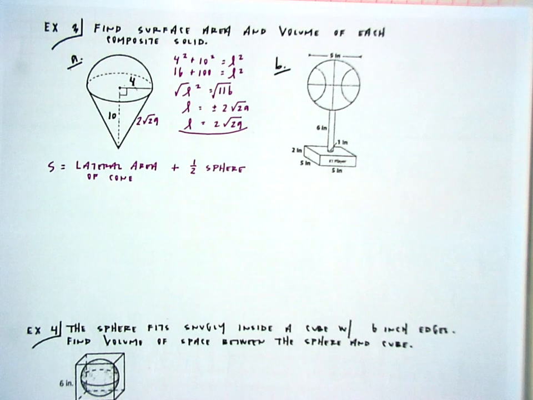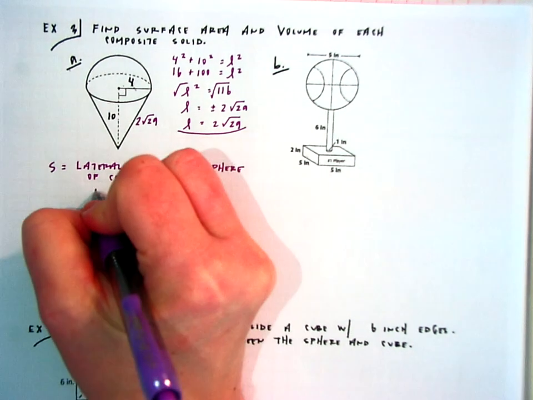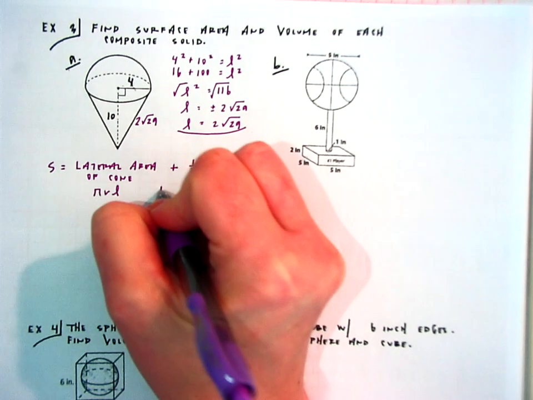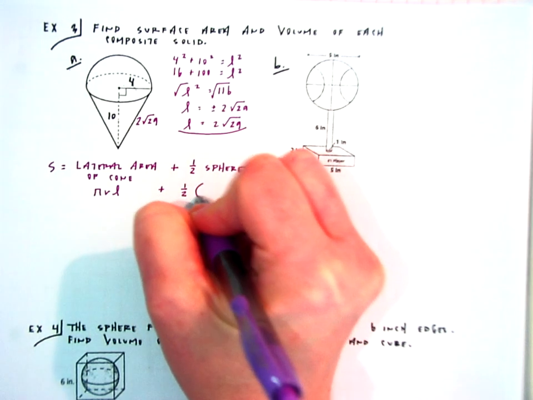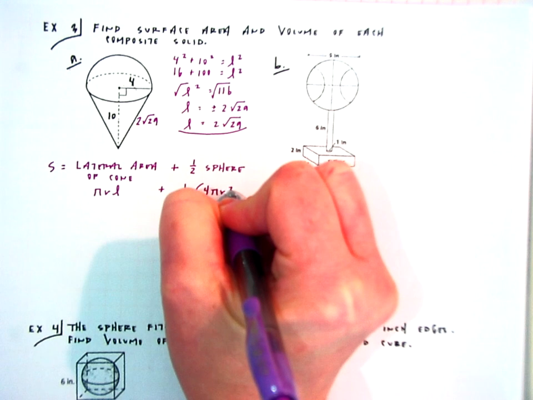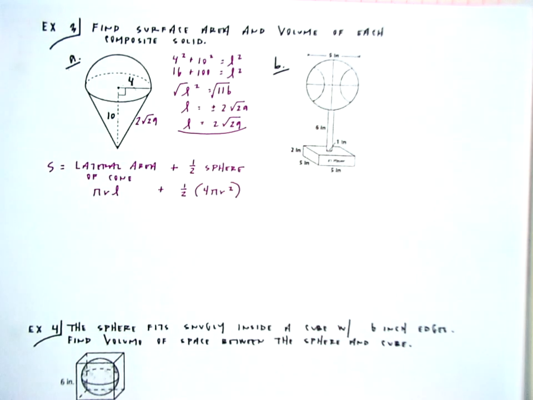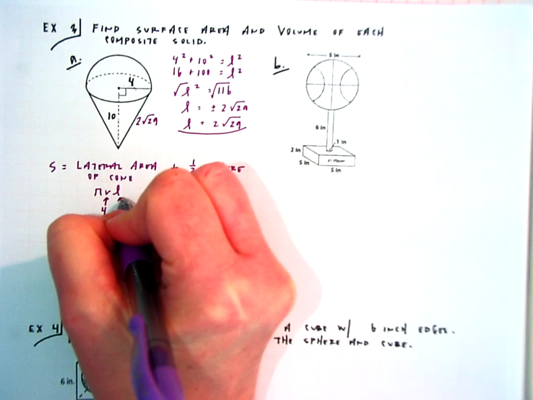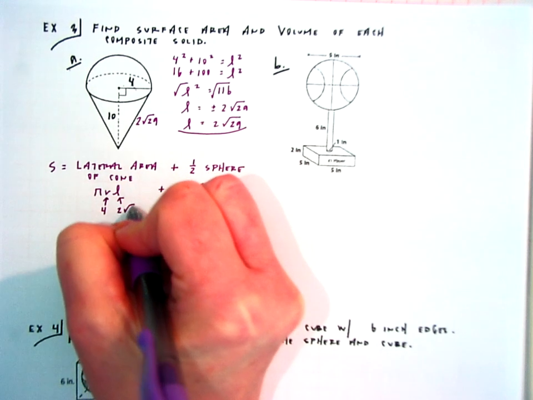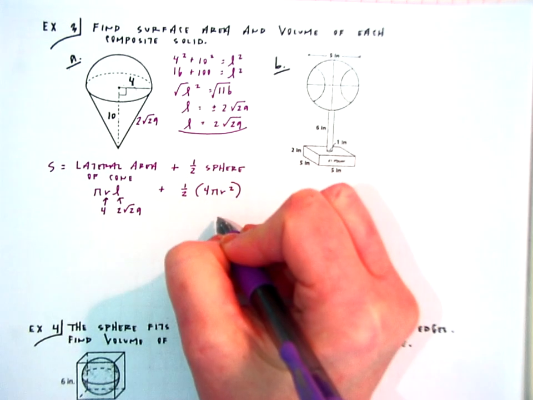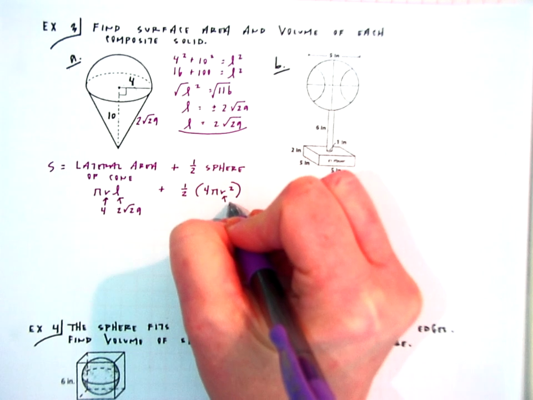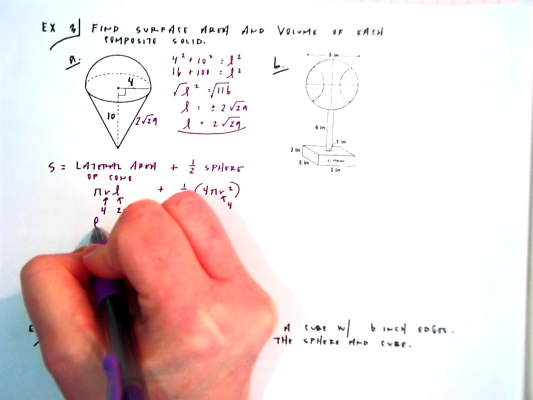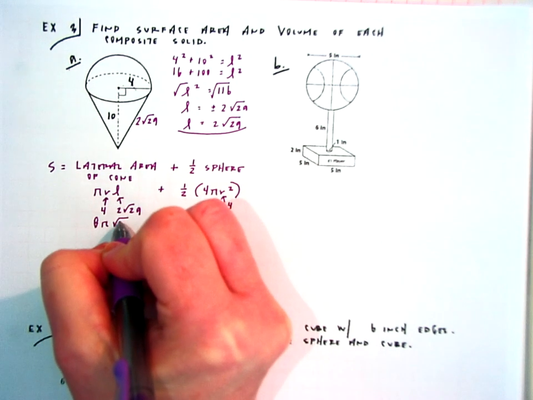So my lateral area of the cone is pi r times the slant height. For my sphere, I'm taking half of 4 pi r squared. So my radius of the cone is 4. The slant height of the cone is 2 root 29. Okay, my sphere, the radius is 4. So if I multiply out right here, I'm going to get 8 times pi times the square root of 29.